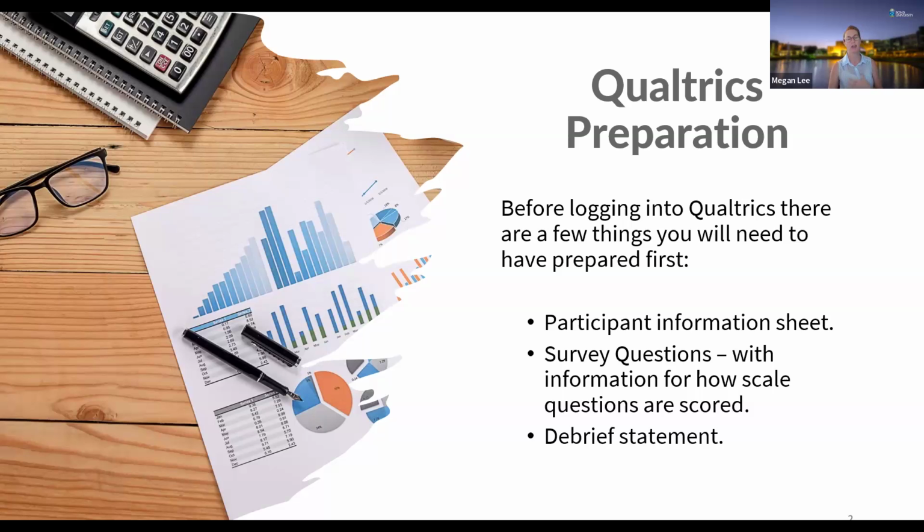that it's voluntary, that their information is confidential, numbers for the SCU Human Research Ethics Committee, what to do if something goes wrong during the survey, so who to contact, who they can contact if they're impacted by the survey in any way. So that should all be in this participant information sheet.